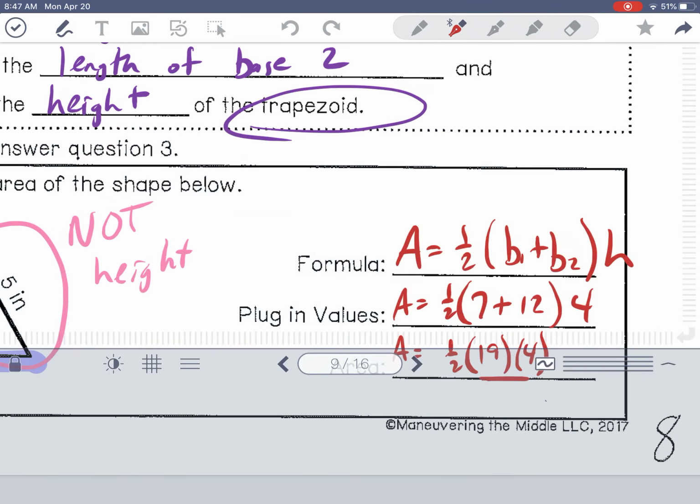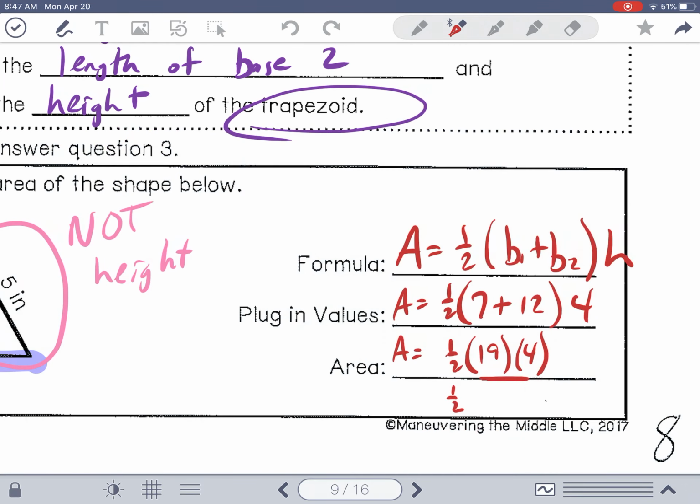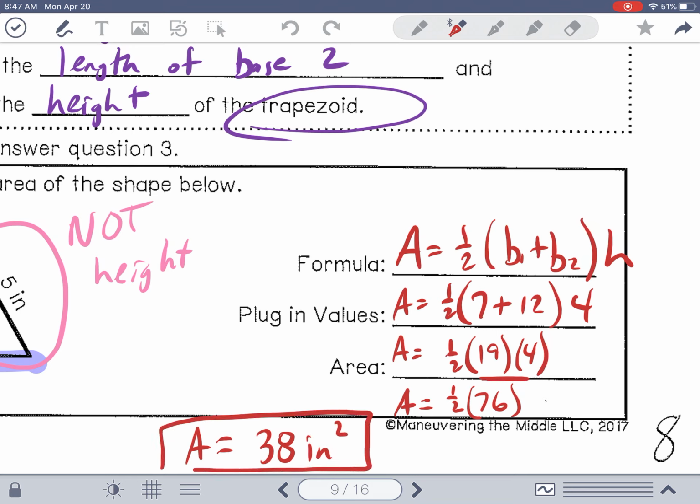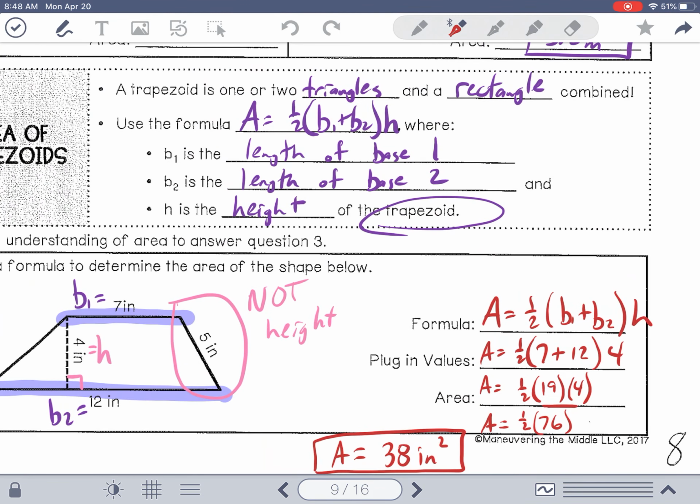That would be half of 76. Area is half of 76. So that means my area is going to be equal to 38 inches squared. That's our trapezoid. Take a snapshot of that page.